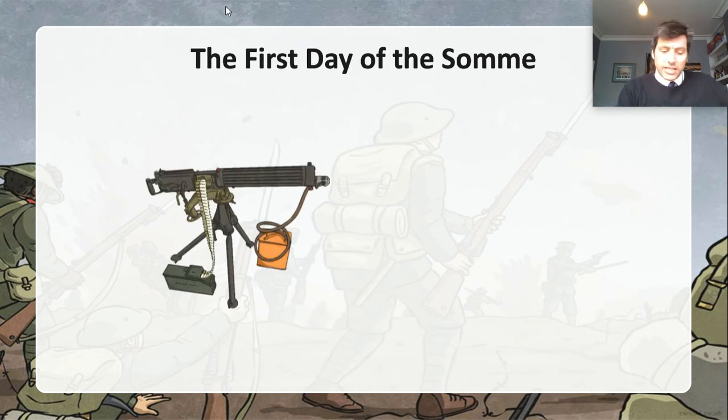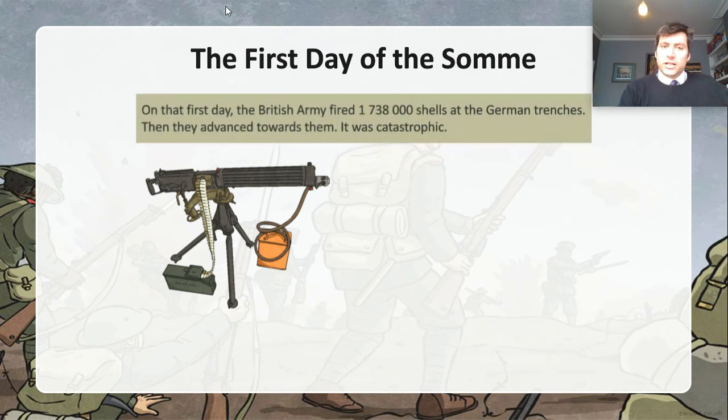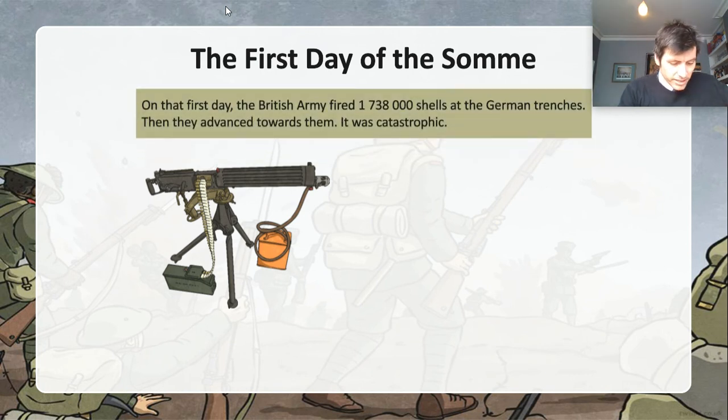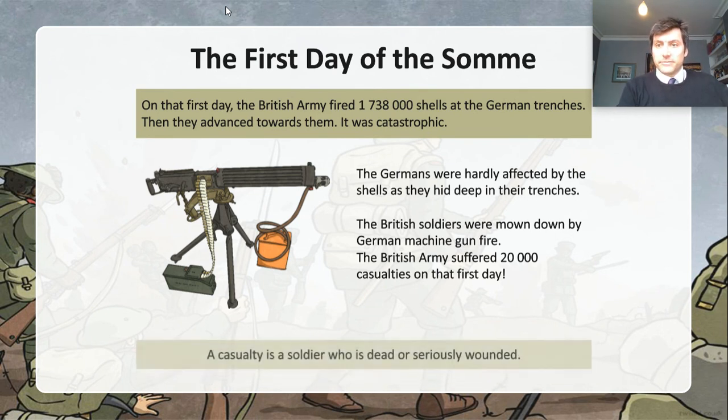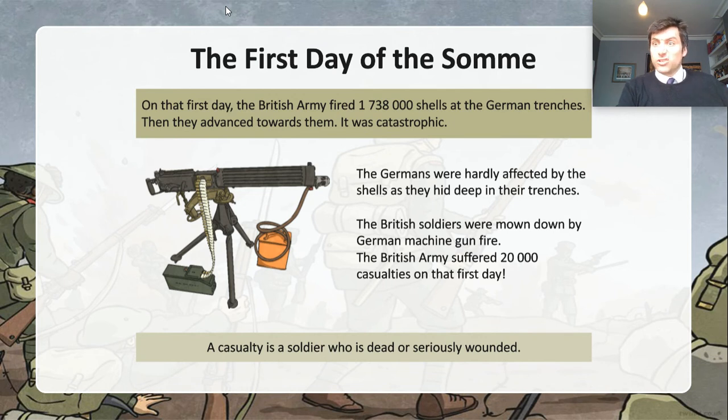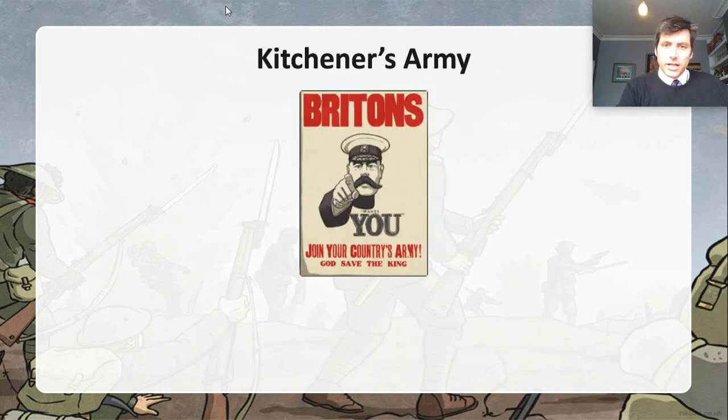Now, in the Somme, the Germans had these machine guns which they shot at the British as they ran at them, and so the British threw these shells at them, more than 1.7 million. 20,000 soldiers were shot on the first day. Okay, the casualties, those soldiers who were shot or killed.